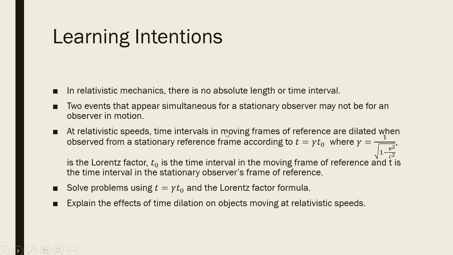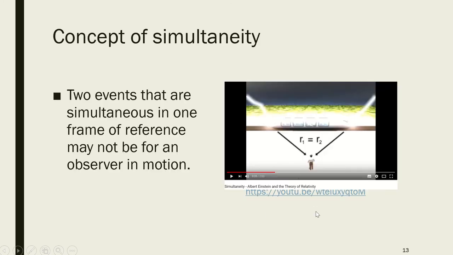You need to know that at relativistic speeds, time can be dilated, and you need to be able to solve calculations involving this. And I'll unpack this, and this here is called the Lorentz factor, and we'll talk about that soon. You need to be able to solve problems involving both of these equations, and you need to be able to explain the effects of time dilation on objects moving at relativistic, really fast speeds.